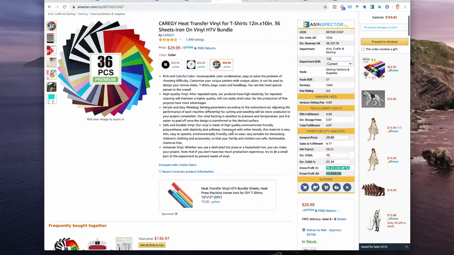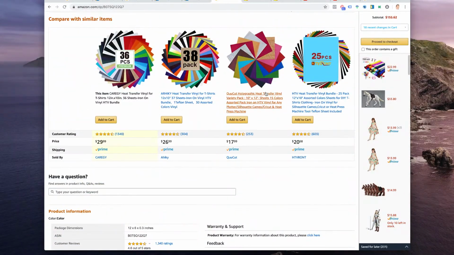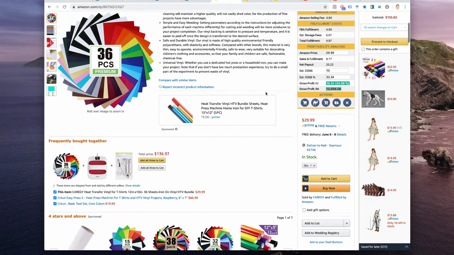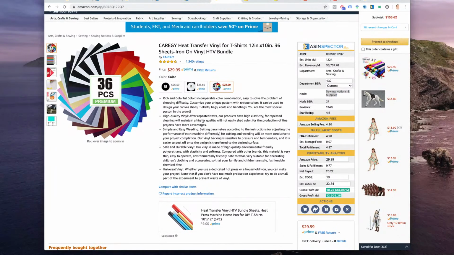All right, so there's an opportunity, guys. This was done all live just now, coming off the back of my screen, and you can see there's a lot of opportunity. This product, again, is ranking relatively well at 132 at BSR overall, and relatively well is pretty good, actually, and 27 in its node for sewing notions and supplies. Huge product opportunity.